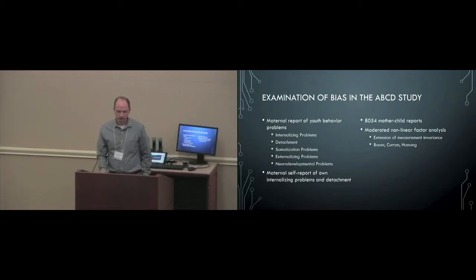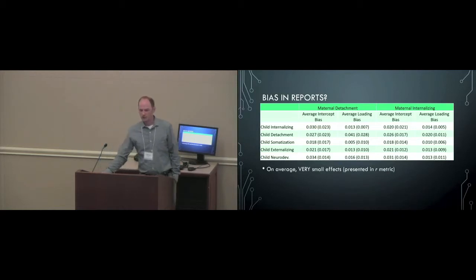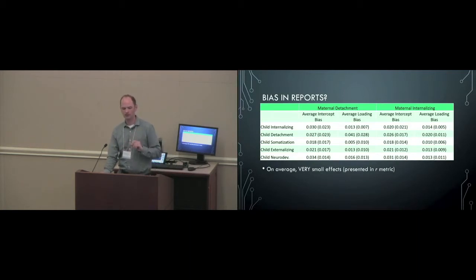So how did these results turn out? After estimating a bunch of different models, the results are presented by examining separately the effect of maternal detachment and the effect of maternal internalizing problems on each of the different summary scores of bias. We estimated the model in a lot of different ways, presenting the average bias for the child internalizing score and for all of the different kid psychopathology scores. These are all presented in correlation metrics, so they would be interpreted as simple Pearson r's. We're seeing trivially small impact of maternal bias in the report of kid behavior problems based on mom detachment and internalizing problems. So what does this actually mean?